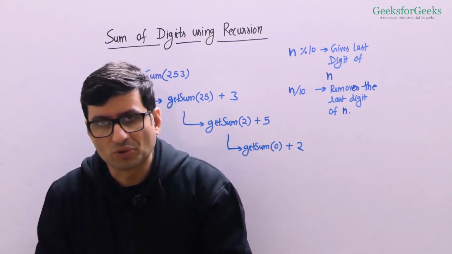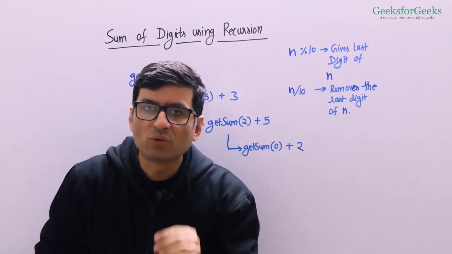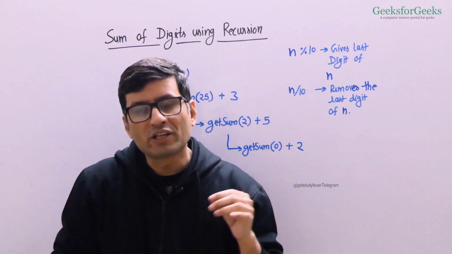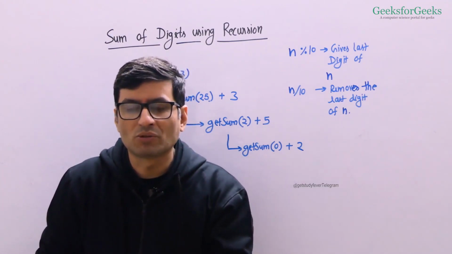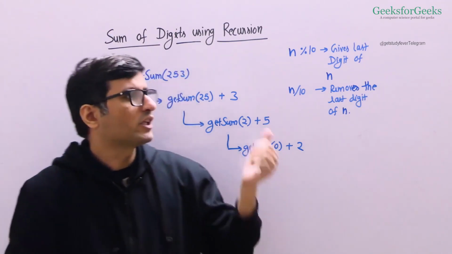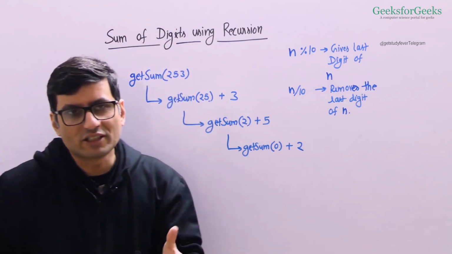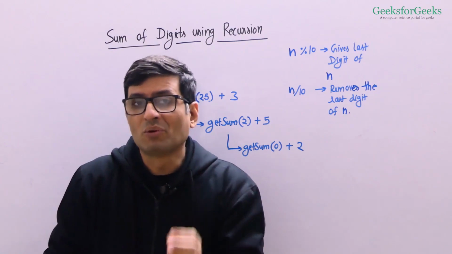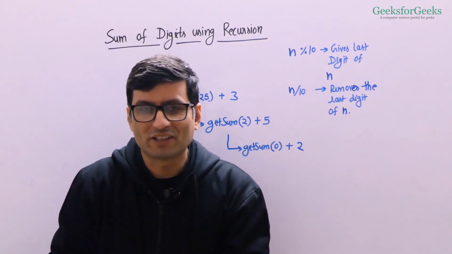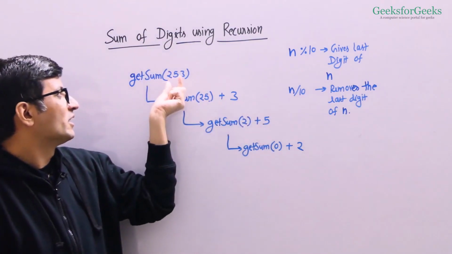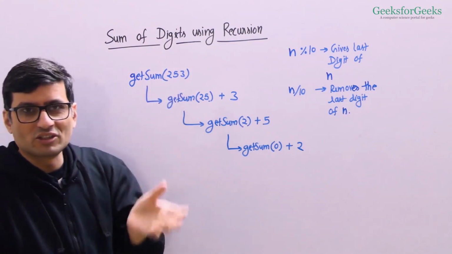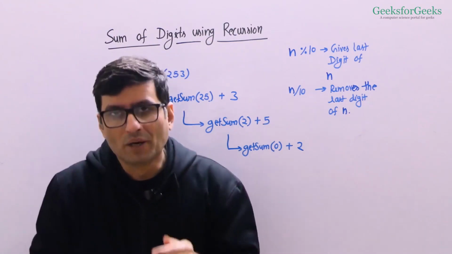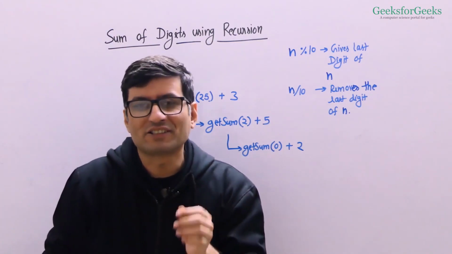See, in the recursive solutions, we always need to reduce the problem into smaller subproblems. And you can reduce this problem into smaller subproblems by removing a corner digit. You can either remove the first digit or last digit and then recursively call for the remaining number. But removing the first digit is not easy, right? For example, 253. Removing 2 is not easy. You need slightly complex mathematical computations. But removing the last digit is really easy.